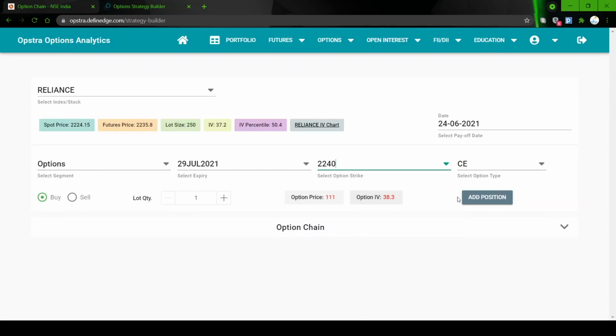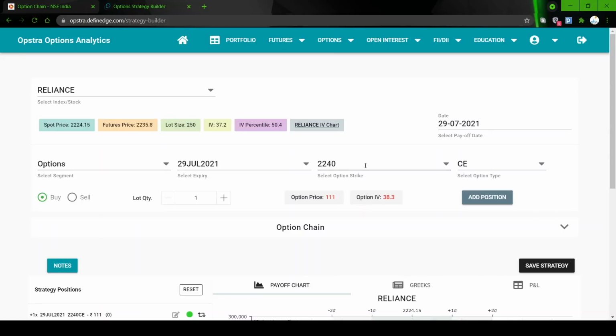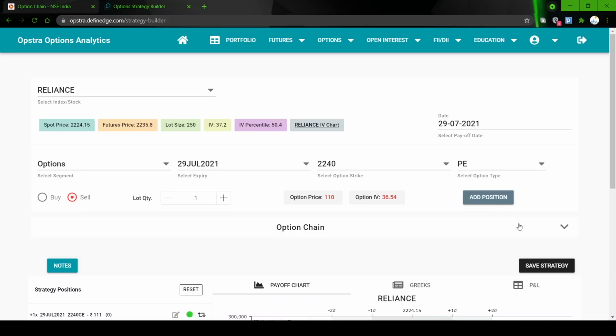Our strike is 2240. Call option, we are buying one lot. The option price is 111. We'll add the position. And the same strike, PE, we are going to sell. Both are bullish views. The price is 110.